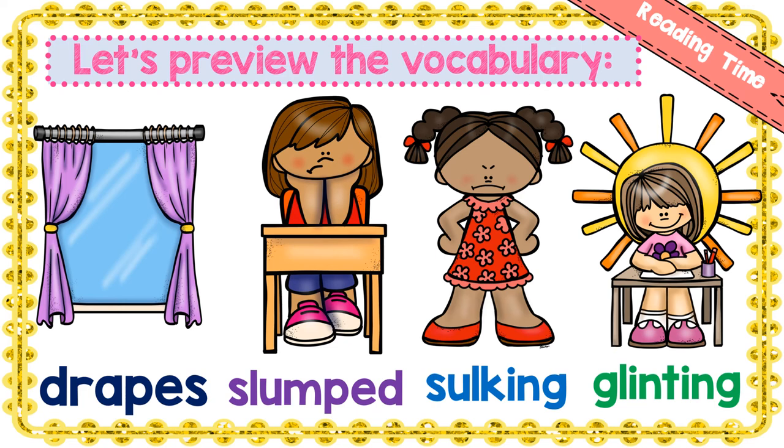Slumped. Think about how you would look slumped in your desk. Show me how you would look slumped in your desk. You can see her slumped kind of over, her head's kind of down. And look at the girl that's sulking. When she's sulking, she's mad, isn't she? She's probably pouting over something. That word sulking, they're kind of like pacing back and forth in a mad way.